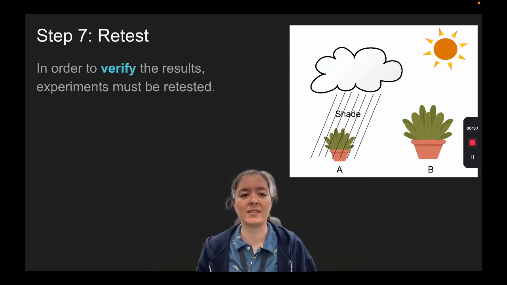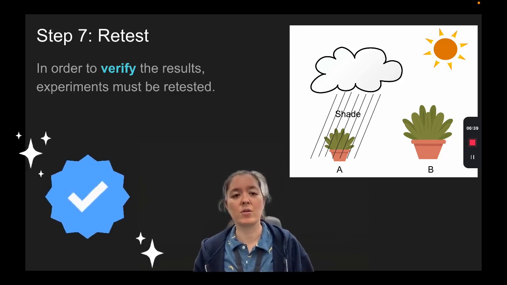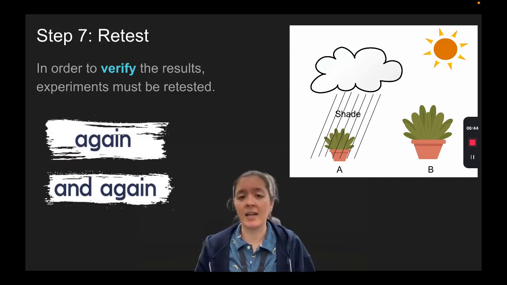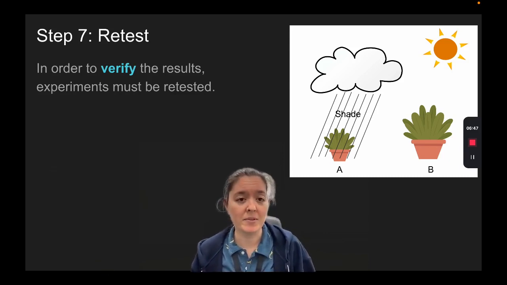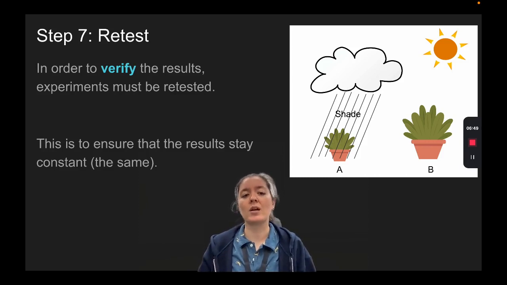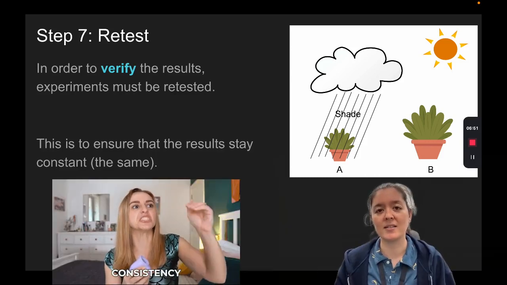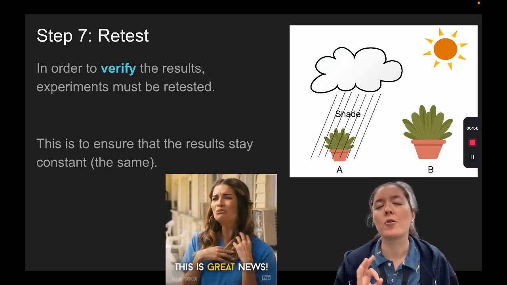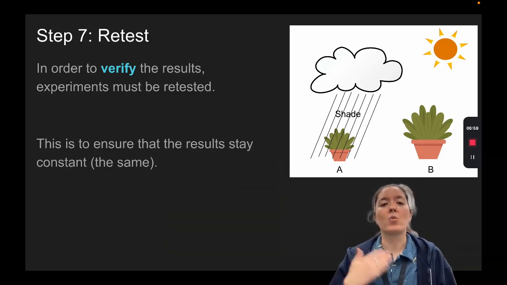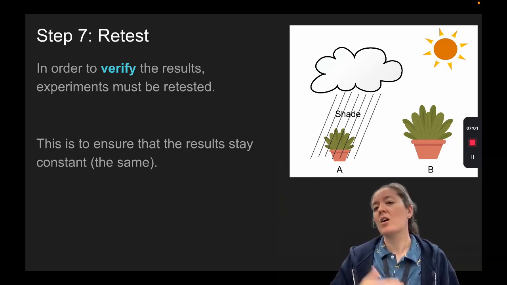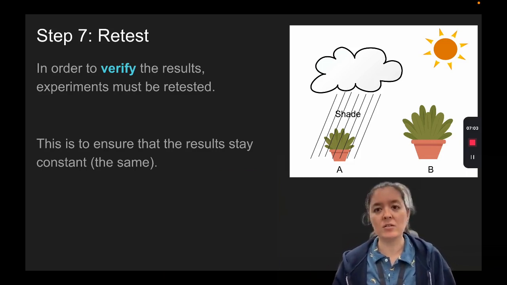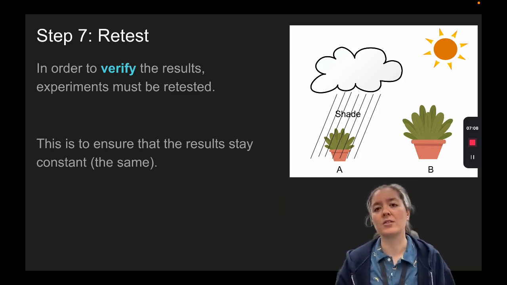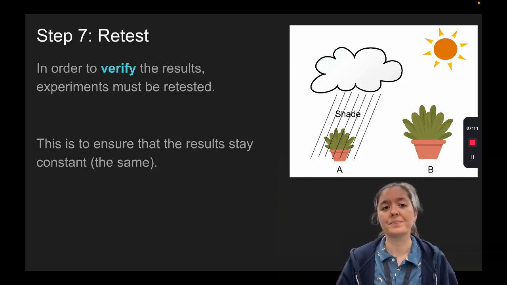Step 7, retest. In order to verify our results, we need to do the experiment again, and preferably again and again and again and lots more times. This is to make sure that our results stay the same or constant. If we're getting the same results time after time, that's great news. That means we're setting up our experiment the right way, and with our changing factor, in this case the sun or the shade, we're really sure that that's the thing that's having an effect on, in this case, plant growth.